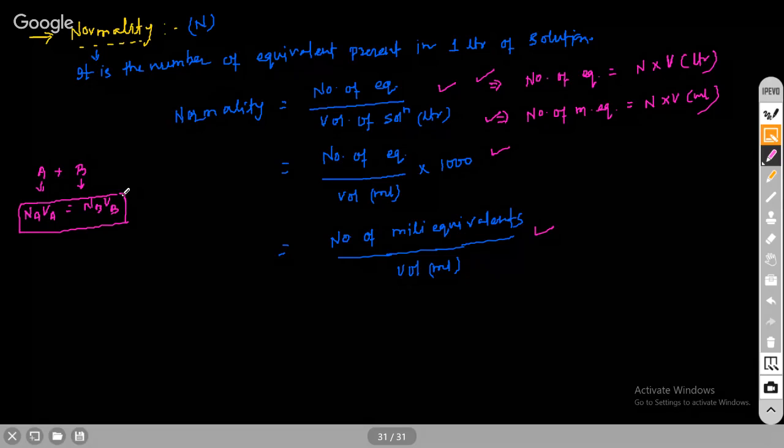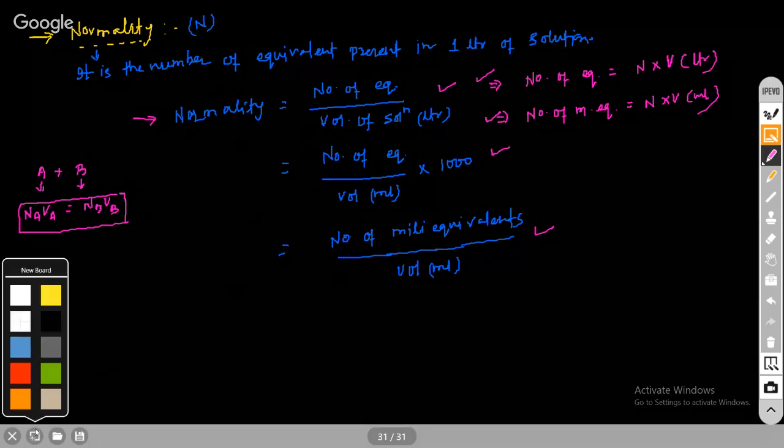Now, here you see number of equivalents and milli equivalents we have. There are some other formulas also. This is one formula. All these three expressions are related to each other, they are not different. Now the other one, you see.